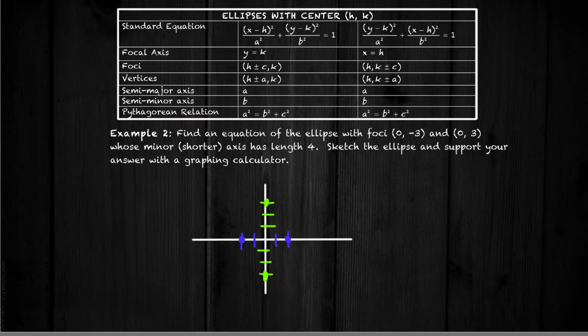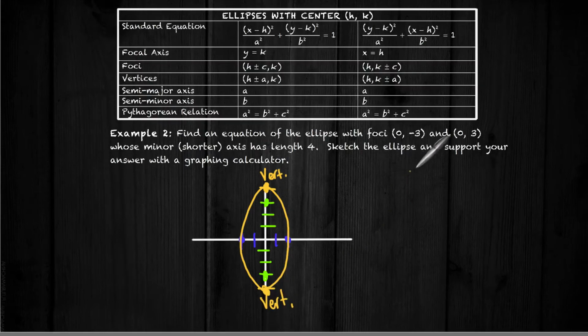These are the foci, and they are not the vertices, so excuse me there. Let's go back and fix that. The vertices are going to be located somewhere above and below these foci. And so therefore the ellipse is going to look something like that. So these are the foci and these are the vertices. So we'll say vertices right there.